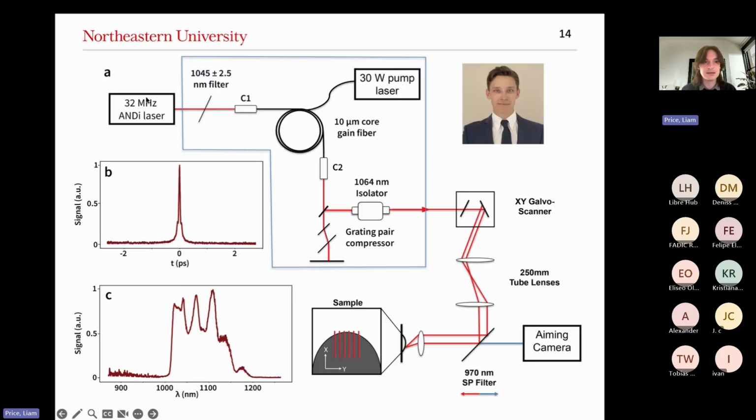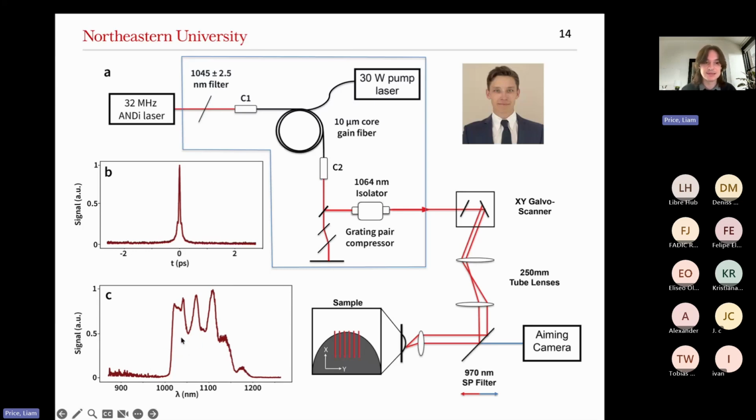And so the idea is that you take the seed pulse from the Andy laser and you truncate it using this very narrow bandpass filter so that it is as close to transform limited as you can get. And then you send it in through a collimator into this 10 micron core gain fiber, this ytterbium doped gain fiber. And you pump that gain fiber with varying different powers from this pump laser until you fall on which output you want. And then at the output, you can get this really broad spectrum pulse.